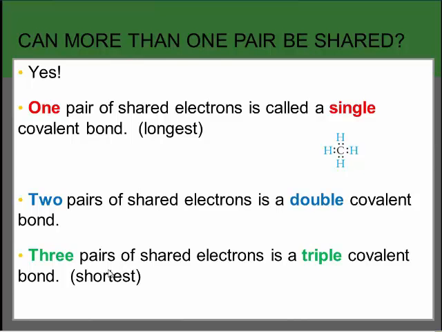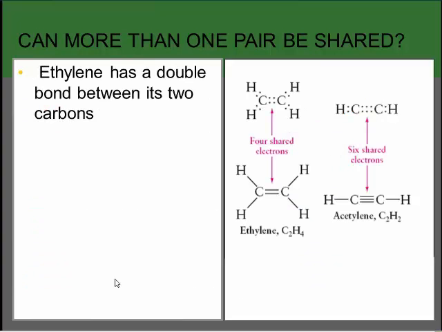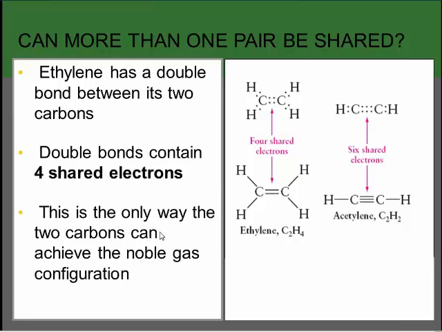So here's an example of 2 shared pairs of electrons. Ethylene looks like this. Each carbon shares 2 pairs with the other carbon. They still have 8 electrons surrounding them, except that 4 of them are shared with the other carbon, and 4 of them come from the 2 hydrogens, or are shared with the 2 hydrogens. And this is the only way these 2 carbons could achieve the noble gas configuration. They have to share a total of 4 electrons.